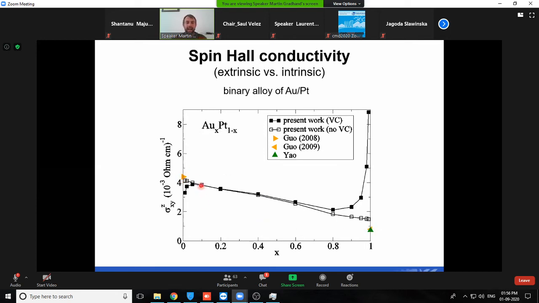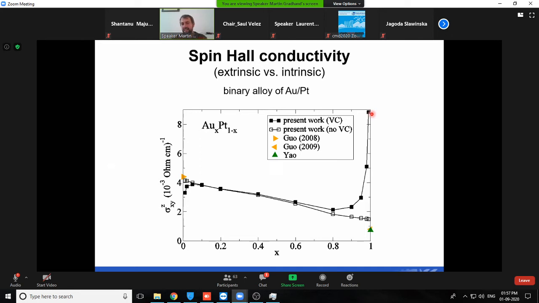And you can see how in the dilute limit, where the concentration of platinum gets small on this side, and the concentration of gold gets small here, it diverges from this straight line. And this divergence is precisely where the skew scattering kicks in. And we can immediately see another important result here: while on the platinum-rich side the deviation is small, the deviation on the gold-rich side is quite dramatic.